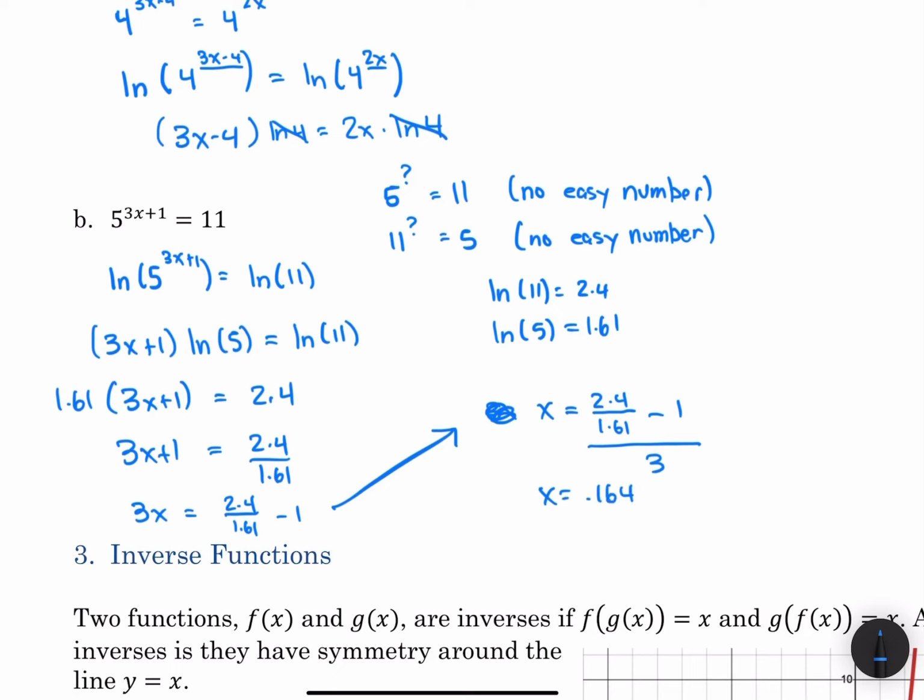All right, that's one way to work it. In class, we'll talk about the other way to work this, where we distribute the ln of 5 and ln of 11. But this is a lot easier once we have actual numbers substituted in.